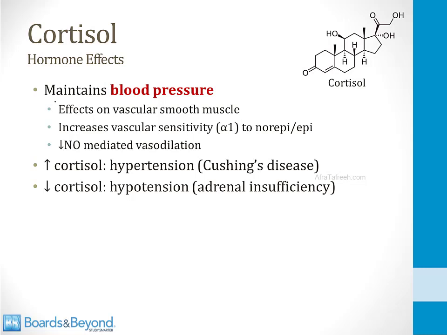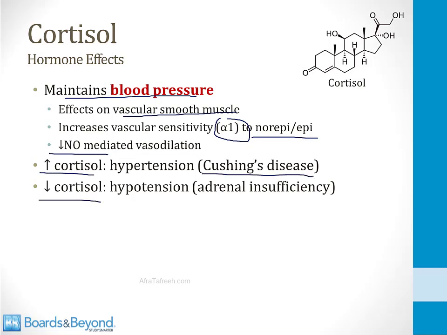So along those lines, one of cortisol's most important effects is to maintain your blood pressure. It has a number of effects on vascular smooth muscle. It increases the vascular sensitivity to norepinephrine and epinephrine, largely through alpha-1 receptors. It also blunts the vasodilatory effects of nitric oxide. And this has clinical relevance in patients who have high cortisol or low cortisol states. So for example, patients with Cushing's disease, which we'll talk about in another module, have high cortisol levels, and they often have hypertension because of the mechanisms I've described on this slide. Patients with adrenal insufficiency, on the other hand, have low cortisol levels, and they often have hypotension.